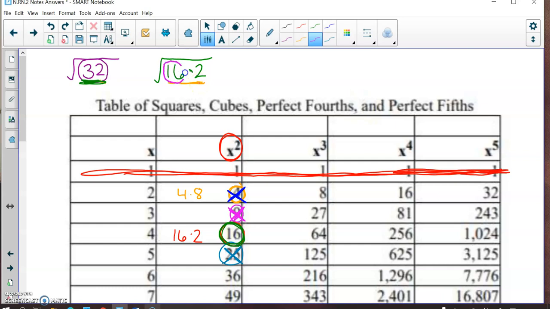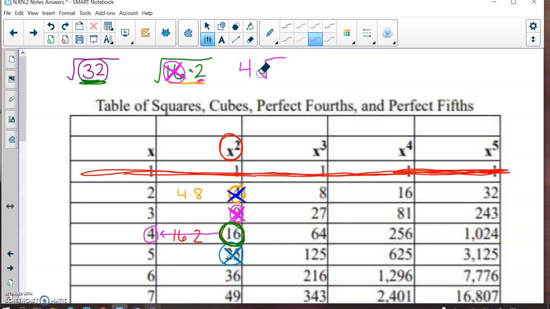16 was my perfect square because that's the one that fell on the chart. And if I do the square root of 16, if I look to the left, that comes out to be 4. So I'm going to do the square root of 16, and that means 16 is going to disappear from under my radical, and I'm going to pull a 4 out because the square root of 16 is 4. And then 2 is left underneath my radical.